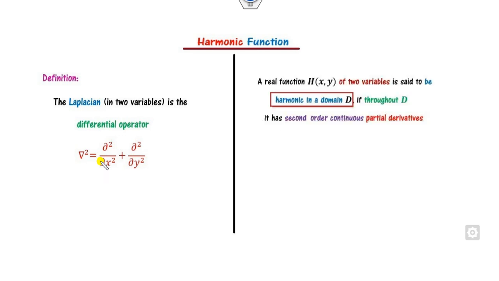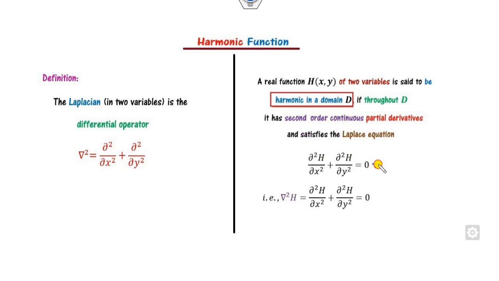Based on this, we can say any function, say h of two variables, is said to be harmonic if, first of all, h has continuous second order partial derivatives, and satisfies this equation: if you apply this Laplacian operator on h, the result must be 0. Then it is called a harmonic function.